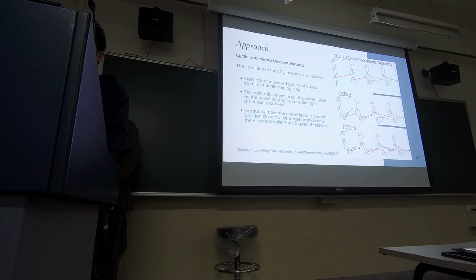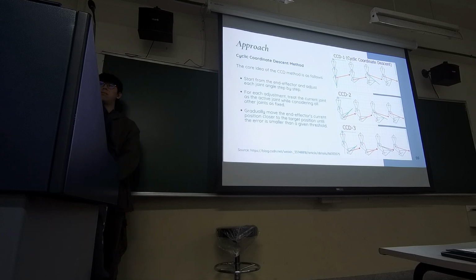The core idea of the CCD method is as follows. Start from the end effector and adjust each joint angle step by step. For each adjustment, treat the current joint as the active joint while considering all other joints as fixed. Gradually move the end effector's current position closer to the target position until the error is smaller than a given threshold.